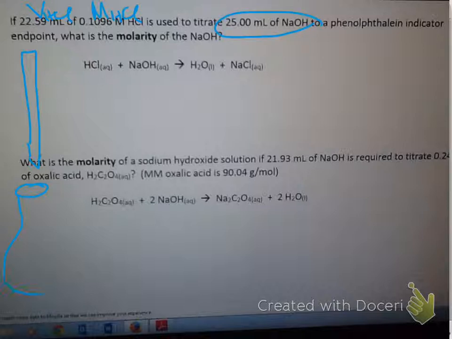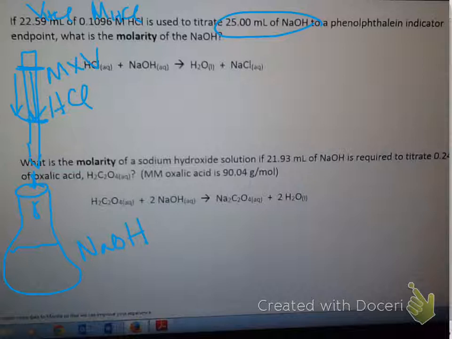So the sodium hydroxide solution is the unknown. Here we have HCl, and we know the molarity, and we know the volume that was used to titrate. It started at 0 probably, and you went down to 22.59 milliliters as that dropped in. And here we have sodium hydroxide. We know that we have a volume of 25 milliliters of this stuff in the Erlenmeyer flask, and it's got phenolphthalein in it as our indicator. And it says, what's the molarity of the sodium hydroxide? So we know the volume in the Erlenmeyer, but we have no clue what the concentration is. The titration method is used to calculate that.